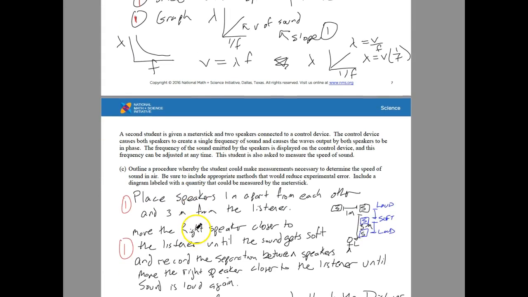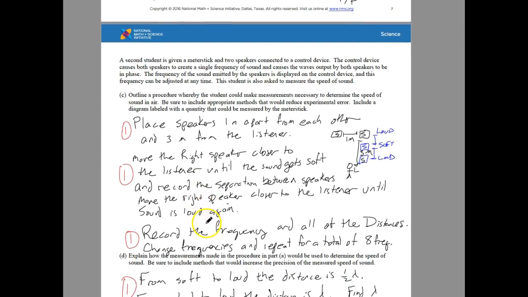In the next part, it wants us to outline a procedure where we can make measurements to determine the speed of sound in air using 2 speakers. So I need to demonstrate for this to you in class so that you can actually see how this happens. It's really cool. So we will do this, but you'll have to remind me. You place the 2 speakers 1 meter apart. You stand 3 meters away. And then what we'll do is we will move the speaker until the sound gets really soft. And then we'll move it again until it gets loud. And we're going to measure those. And that's basically what you see here.